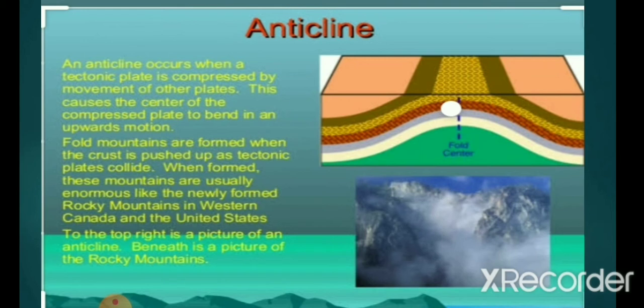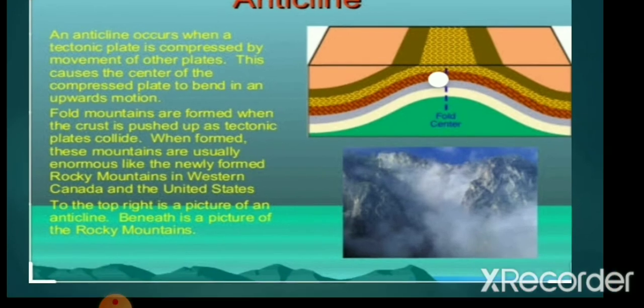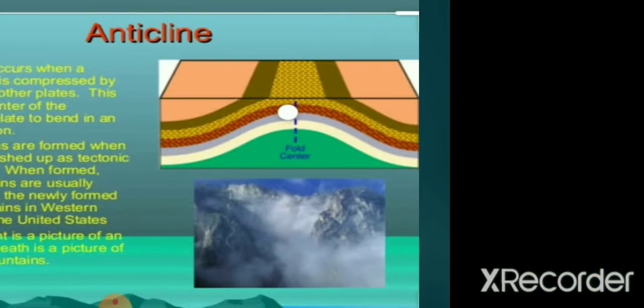There are about 7 tectonic plates. For example, the African plate, the Indo-Australian plate, the Eurasian plate, etc. Some of the examples of tectonic plates. Now let's see the syncline.